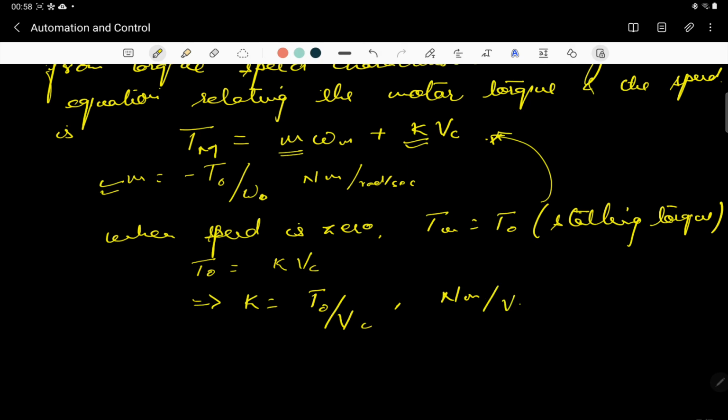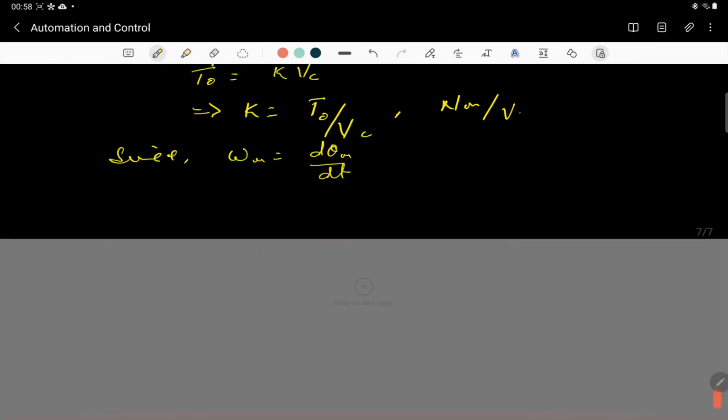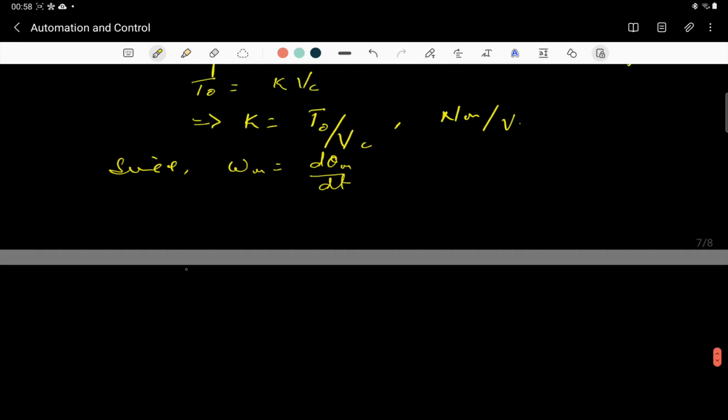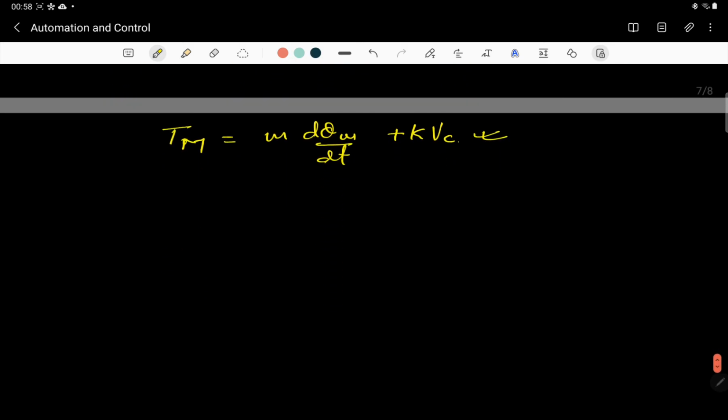All right, and since we know that omega m is angular speed, this is simply equal to d theta m over dt, the differentiation of the angular shift. So in the torque equation given over here, when you put omega m equals d theta m over dt, Tm becomes m d theta m over dt plus K Vc. From here we will calculate the transfer function which we mentioned at the starting.